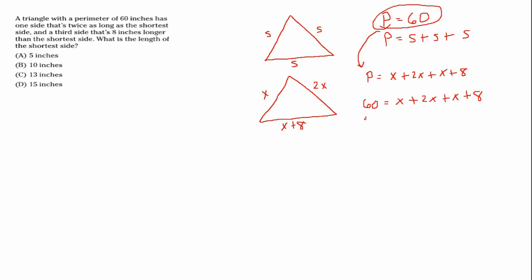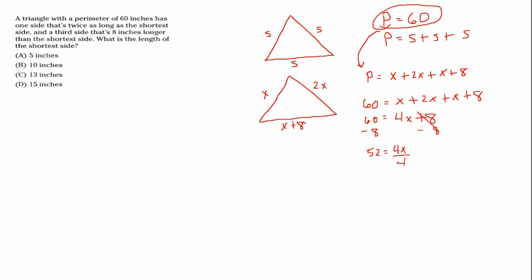Combine like terms, 60 equals x plus 2x plus x. X plus 2x is 3x, plus x is 4x. Then we just have that 8 hanging out there. Let's keep reducing. I'm going to subtract 8 from both sides. 8 minus 8 is 0. 60 minus 8 is 52. Still left with this 4x.